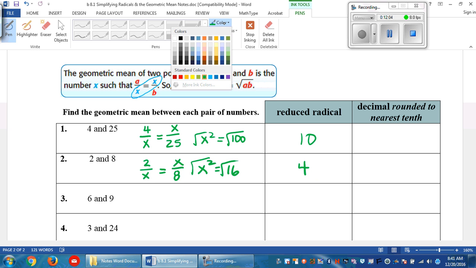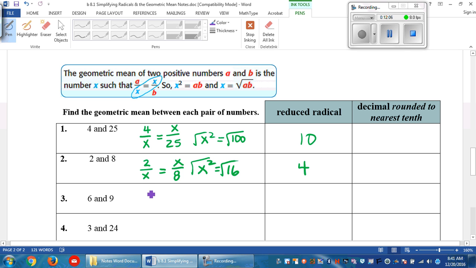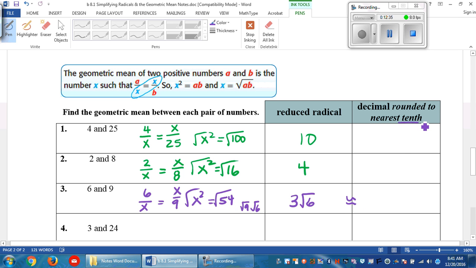Next one, we got 6 and 9. So we got 6 over x equals x over 9. Cross multiply, x squared equals 54. Take the square root. And we actually can get root 9 and root 6. So this becomes 3 root 6. If I go to my calculator and put in root 54, try that now, you should have a calculator out. You get approximately, and it says to the nearest tenth, so how many decimal places is that? 1, good. 7.3.